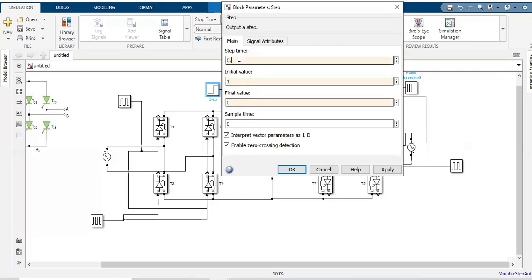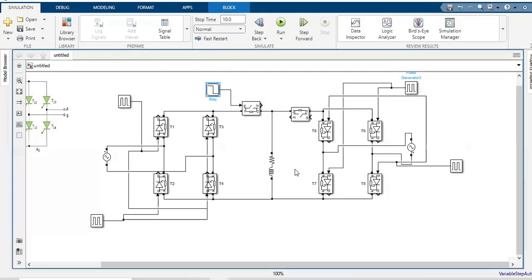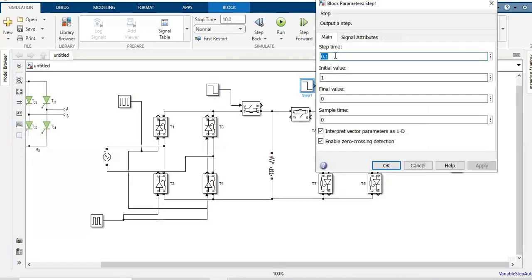The step time should be, let us take it as 0.1, that is half the time period for which the first converter is to be operated. And similarly, for the second ideal switch, let us take the step time to be 0.1 as before, but the initial value we are going to take as 0 and the final value as 1.